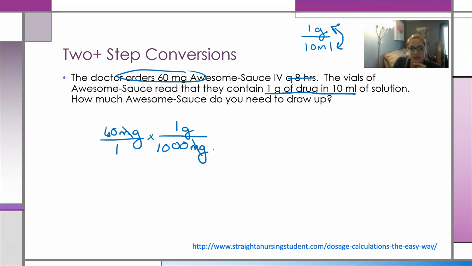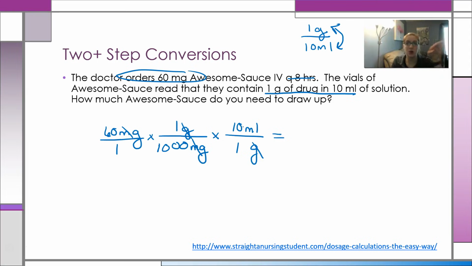So milligrams cancel. Now I have grams on top, which means I need to put grams on bottom to cancel. So I am going to flip this unit. So 1 gram goes on bottom and 10 milliliters go on top. Cancel those units that I don't want anymore. And it looks like right now I'm ending in an answer of milliliters. So my question is, is that what I want to end up with? Do I want to end up with milliliters? Yeah, I'm doing an IV, so I want to end up with how many milliliters do I have to give my patient. So that seems reasonable.